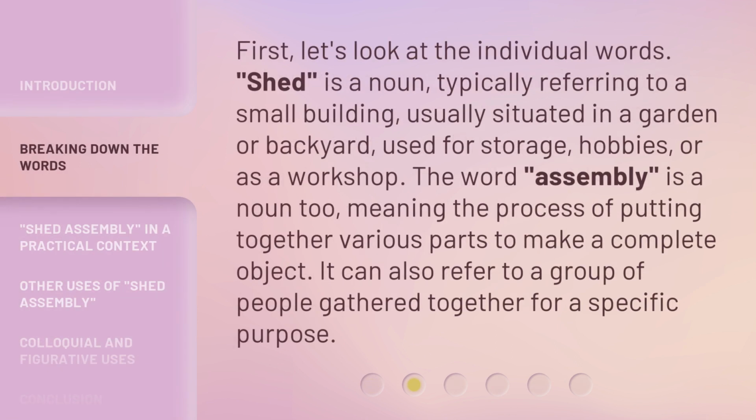First, let's look at the individual words. Shed is a noun, typically referring to a small building, usually situated in a garden or backyard, used for storage, hobbies, or as a workshop. The word assembly is a noun too, meaning the process of putting together various parts to make a complete object. It can also refer to a group of people gathered together for a specific purpose.